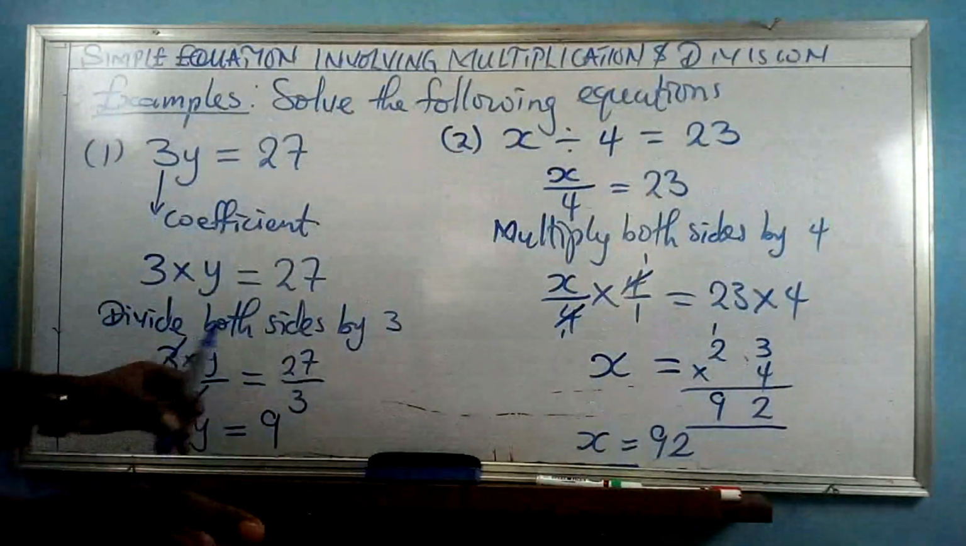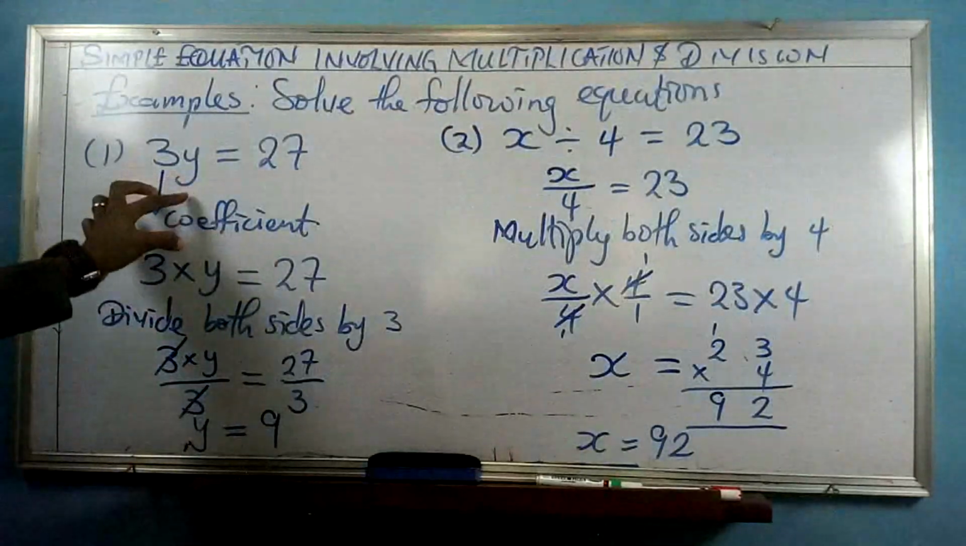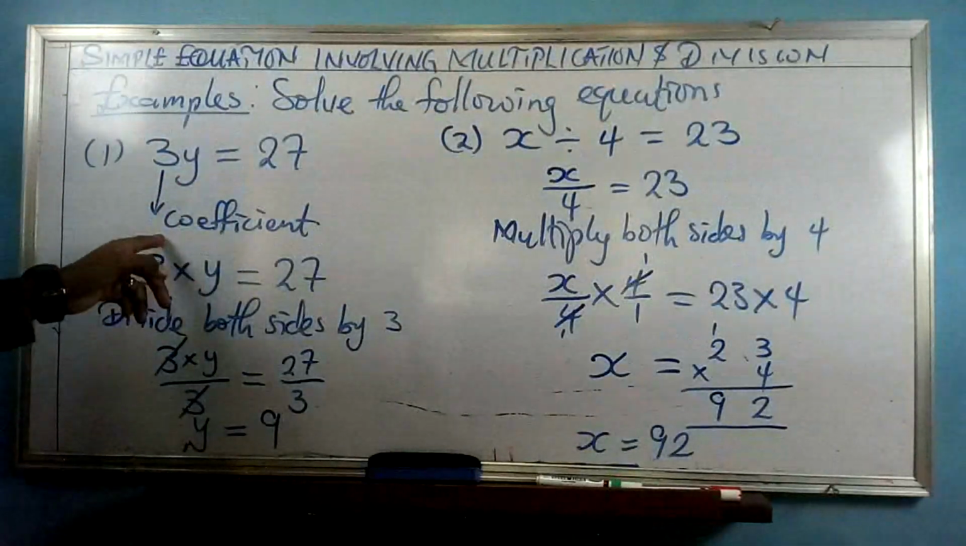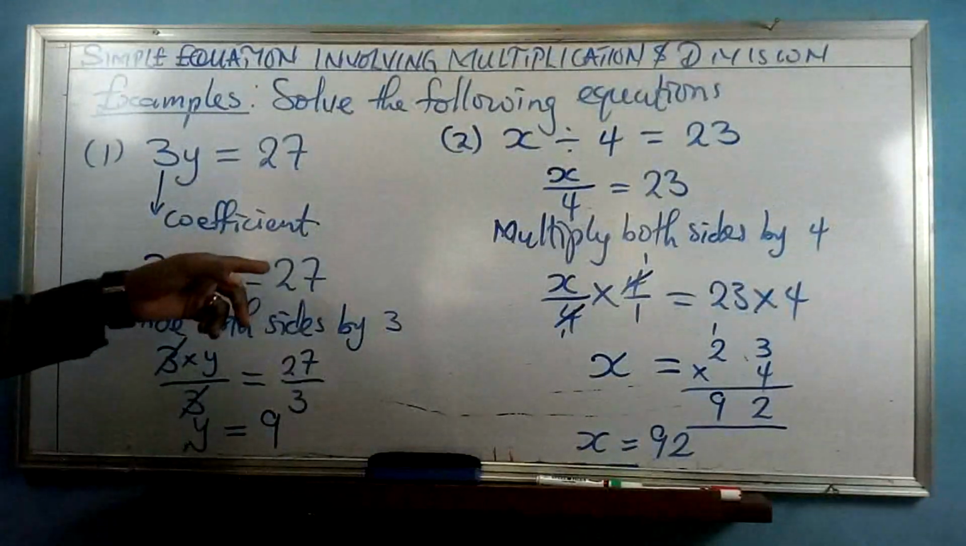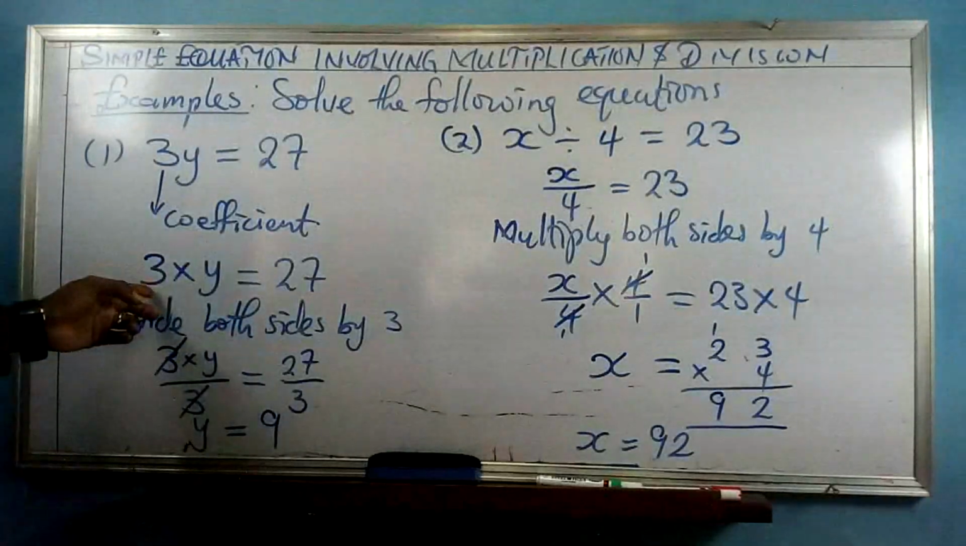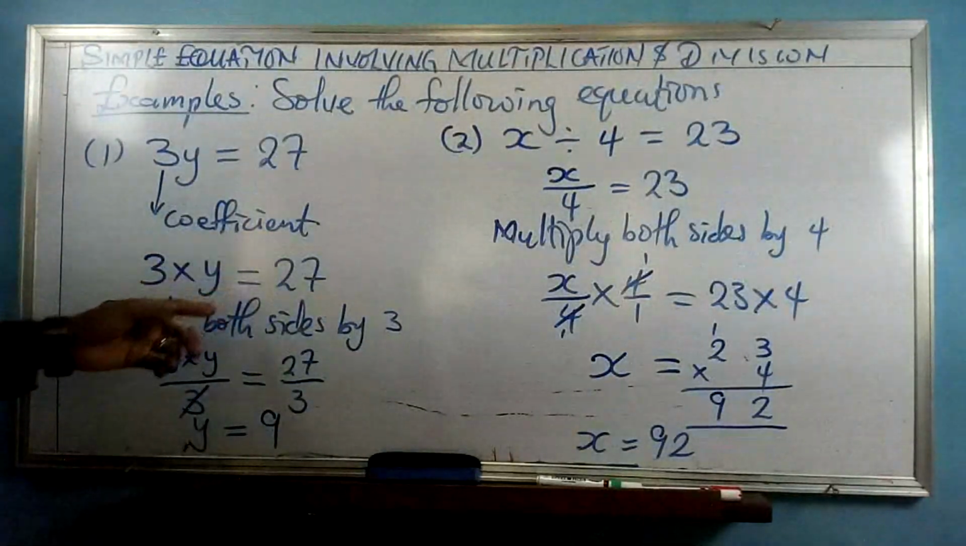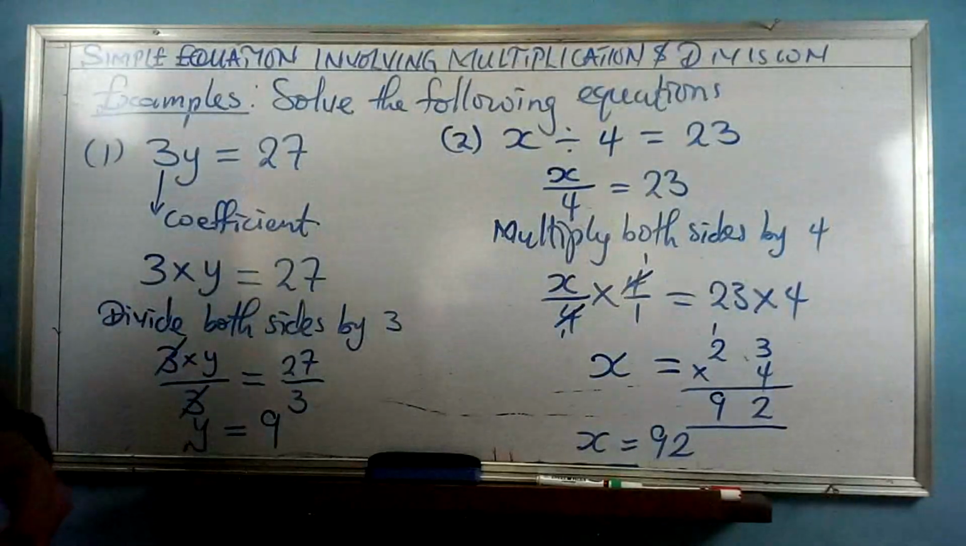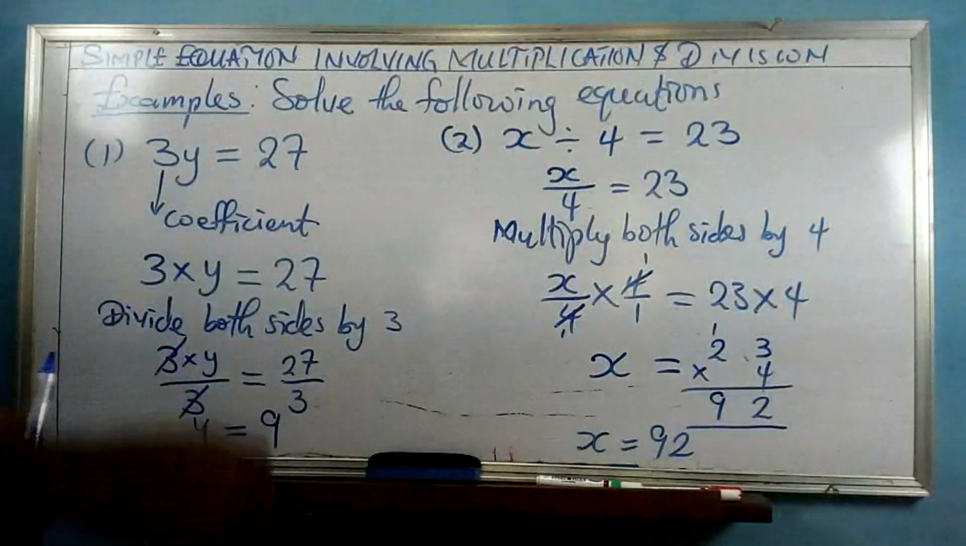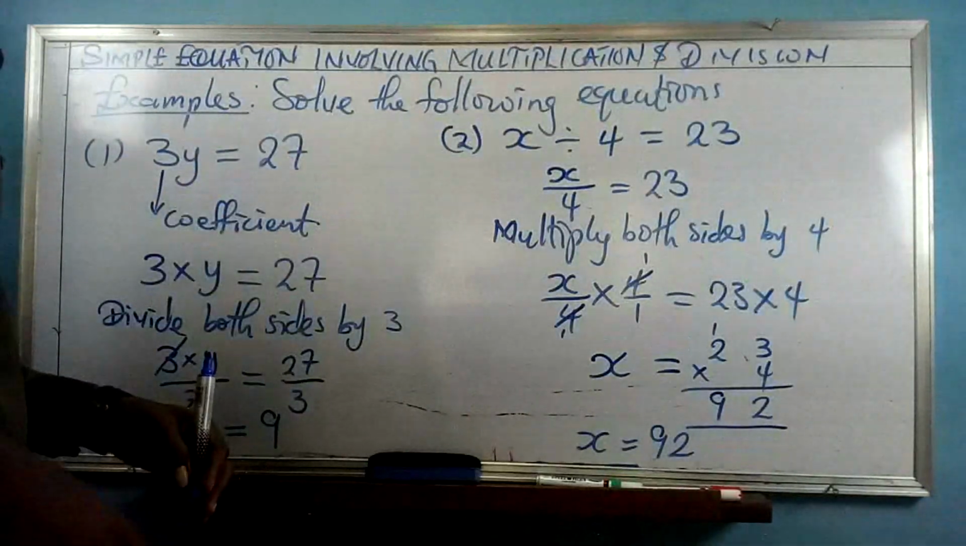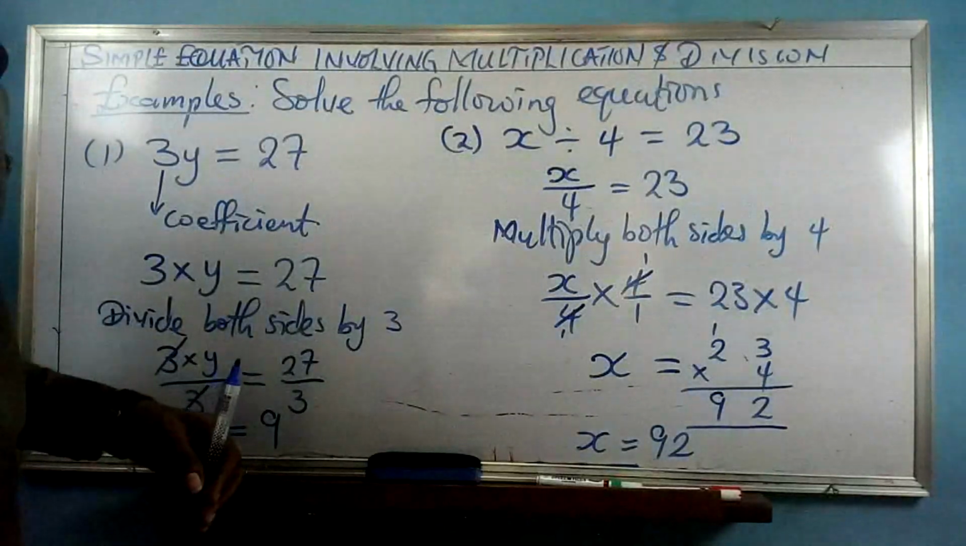It's a straightforward one. So don't forget, when you have a number and a letter, the number in front is the coefficient, okay? And it means you multiply the two. You multiply it, then you take it to the other side, okay? Now I'll pause the video a little while. I'll give you the question I want you to try, and you're going to see there, okay?